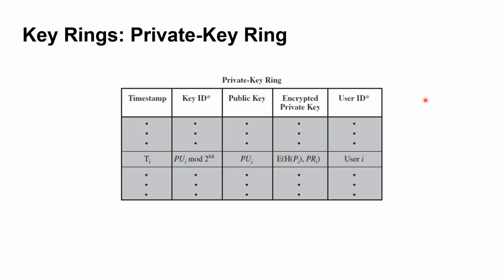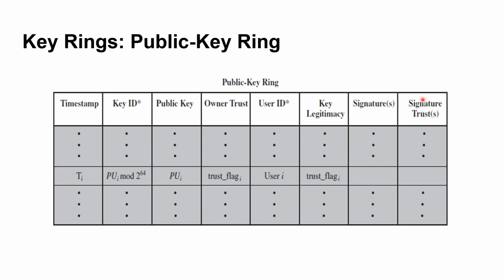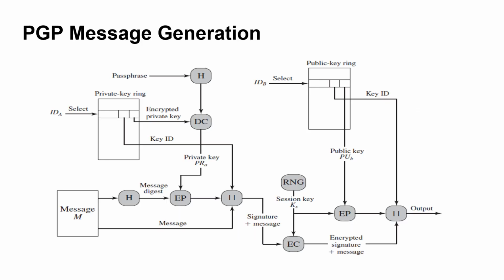So this is the format of the private key ring, where we have timestamp, key ID, public key, encrypted private key and user ID. And this is the format of your public key ring, where additionally we have signature content.